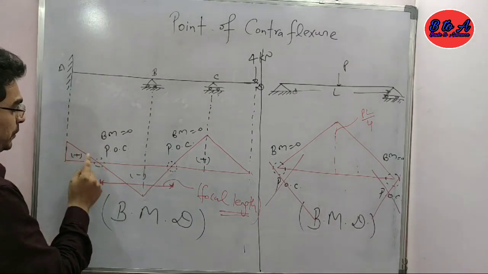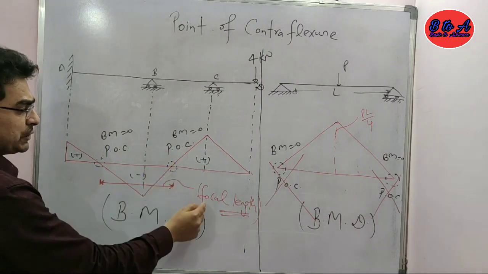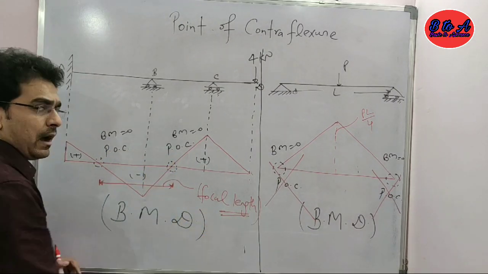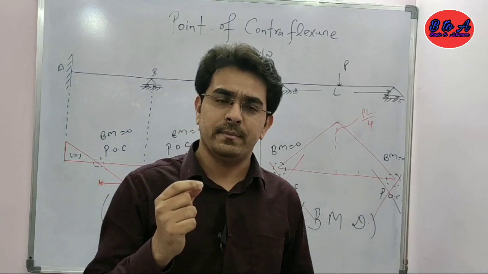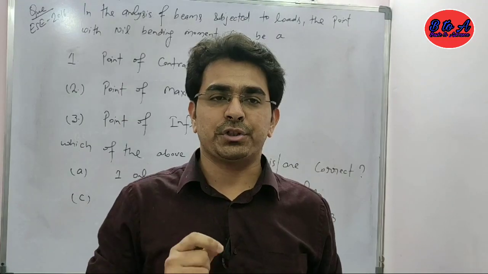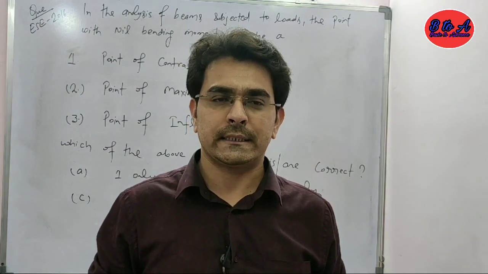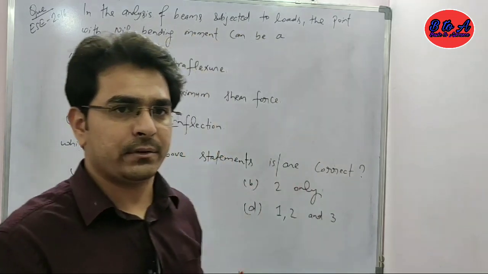The distance between two adjacent points of contraflexure is known as the focal length. अब क्वेश्चन को समझते हैं जो IES में आया हुआ है, उसका आंसर किस तरीका से हमको करना है. The question related to the point of contraflexure asked in 2016 ESE. देखते हैं क्वेश्चन क्या है.